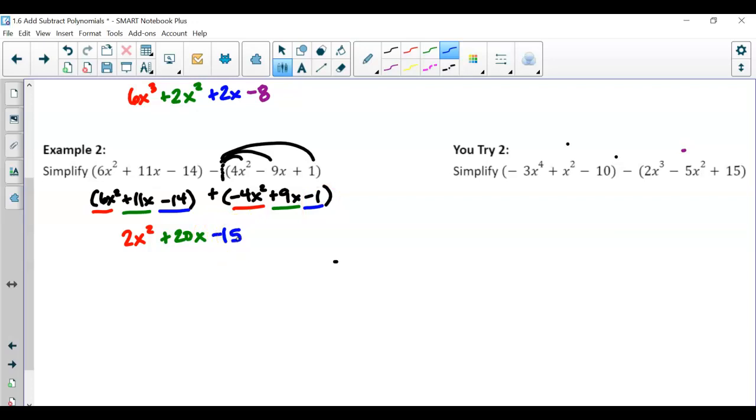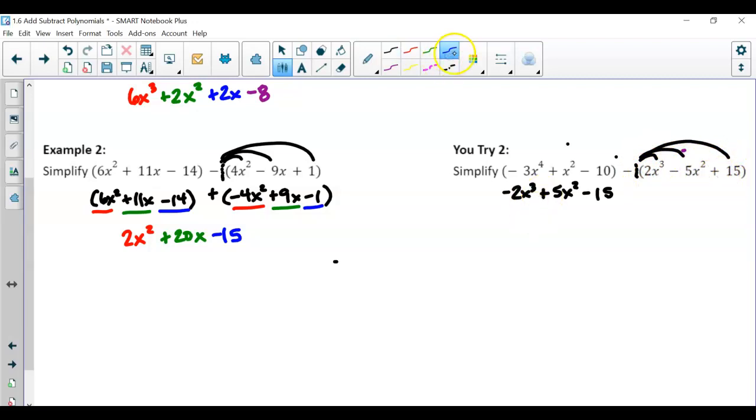Go ahead and pause the video now and do this you try here on your own. And here we go. So again, always look at the operation, right? We have subtraction, so we need to distribute that -1 here. So now here we're going to combine with the negative 3x to the fourth plus x squared minus 10, negative 2x cubed plus 5x squared minus 15. Because again, changing the sign, we're distributing and multiplying every term by -1.